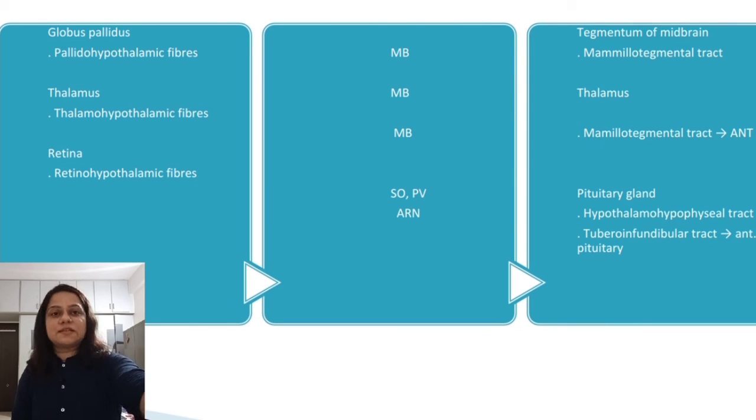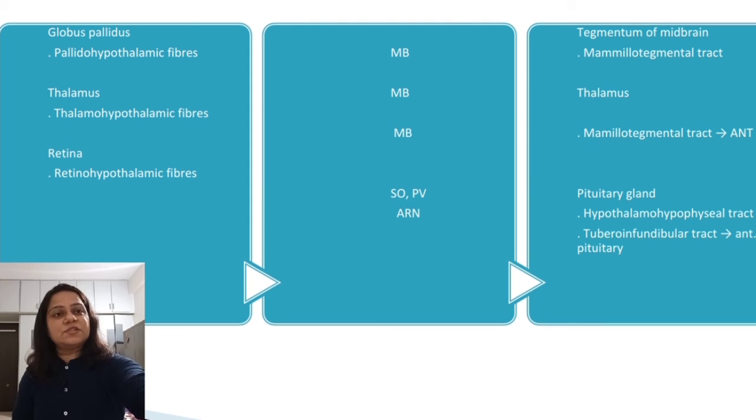Globus pallidus is connected to the hypothalamus by pallidohypothalamic fibers. Thalamus is connected to the hypothalamus by thalamohypothalamic fibers. Retina is connected to the different hypothalamic nuclei by retinohypothalamic fibers.